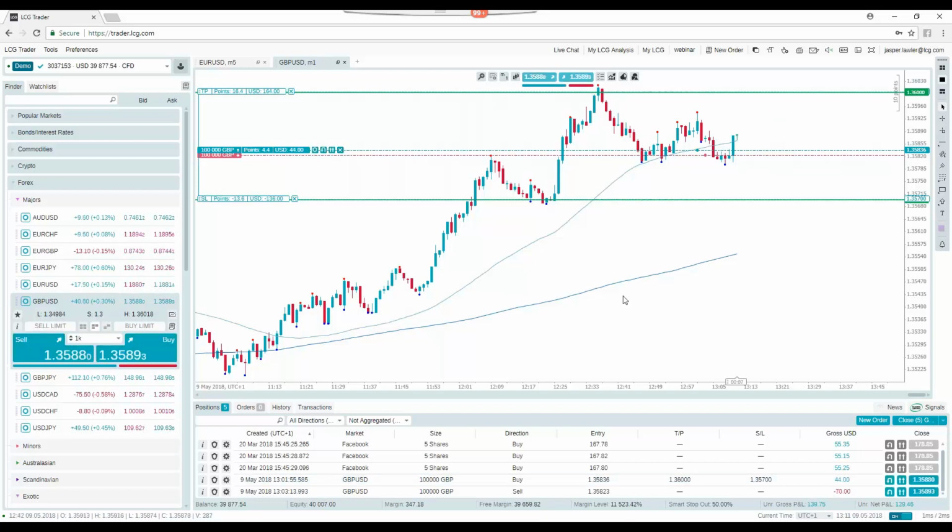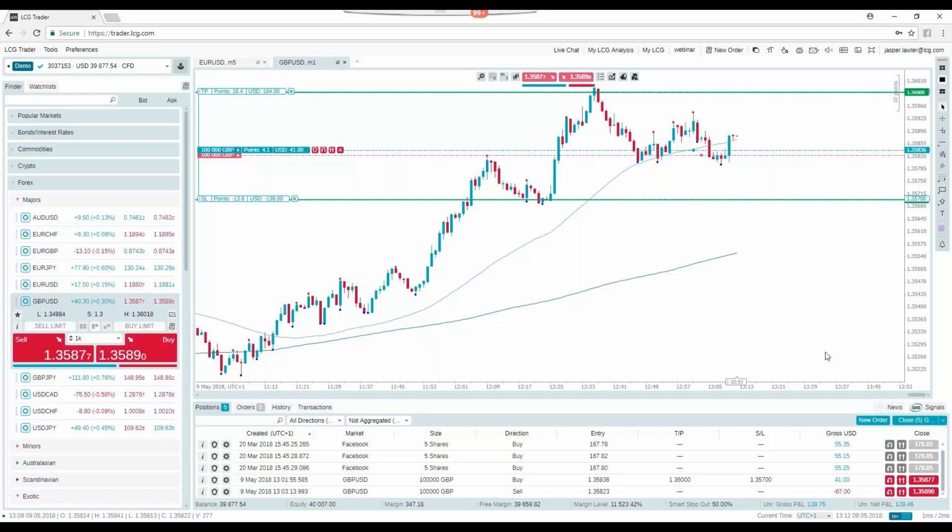But at the moment, what's good about this is that we've got our orders locked in place, at least on our buy order we have. And so then we could just walk away from the platform and it wouldn't matter. Those orders are still in place.